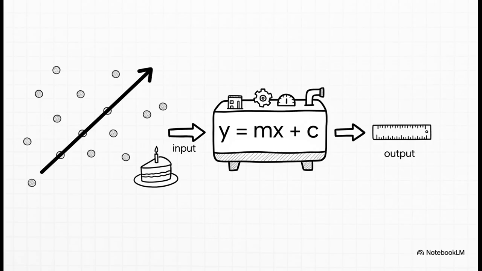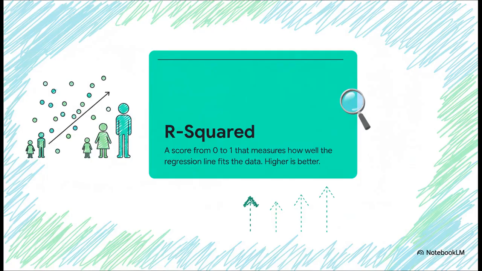We can just plug in a new age for x, do the math, and it will spit out a predicted height for y. But how do we know if our line is any good? I mean, is it an A+ fit or more of a C-? For that, we use a score called R². Just think of it like a grade from 0 to 1 that tells you how well the line actually represents the data. A score near 1 is great. A score near 0 means, not so much.